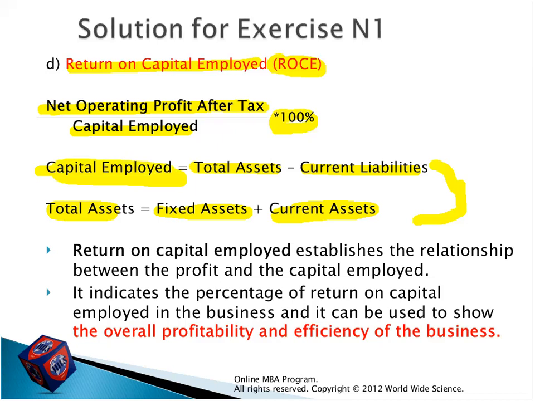So the return on capital employed establishes the relationship between the profit and capital employed. It indicates the percentage of return on capital employed in the business. This ROCE ratio shows the overall profitability and efficiency of the business. You see how important this ratio is. This ratio shows our overall profitability of our businesses, the overall efficiency of the business, of the organization or company. Let's see the calculations.